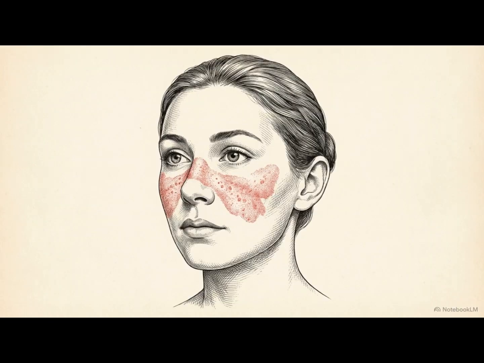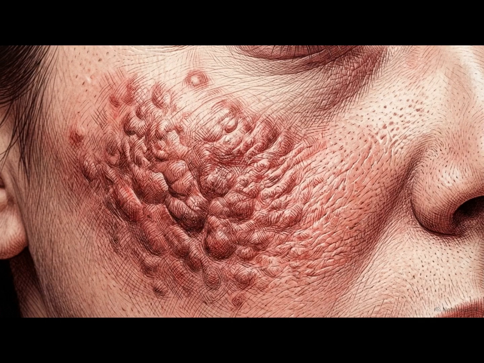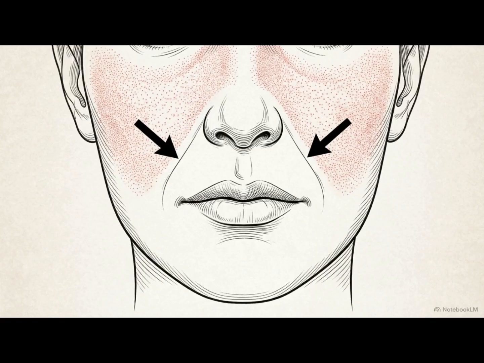Moving to the skin, the classic cutaneous finding is the malar butterfly erythema. This is a flat or raised red rash across the cheeks and bridge of the nose. A critical diagnostic detail here is that this rash specifically spares the nasolabial folds, the creases running from the nose to the corners of the mouth.